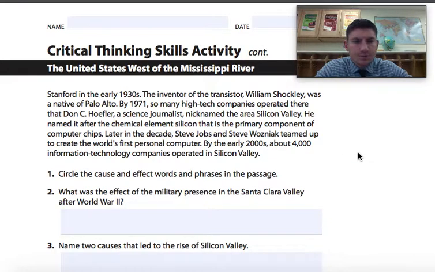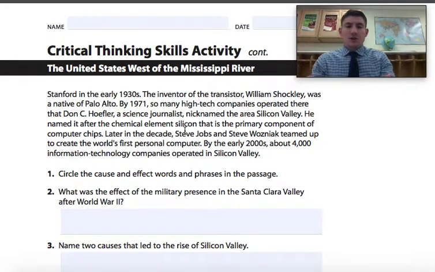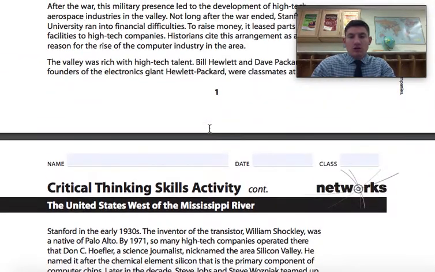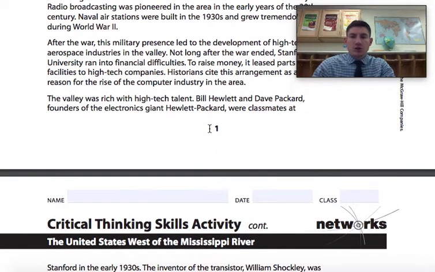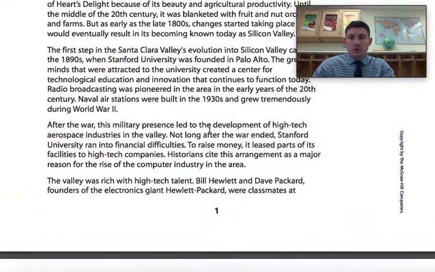Number 2 asks us, what was the effect of the military presence in Santa Clara Valley after World War II? Well, the military used this region and used the technology that's going to be growing in this region for its aerospace industry. As technology develops, the weaponry usually develops, and in the military you want to have the best weapons to give you the best chance to win in any regard. So the best weaponry, that technology in this form, was the way in which they developed the aerospace industry.